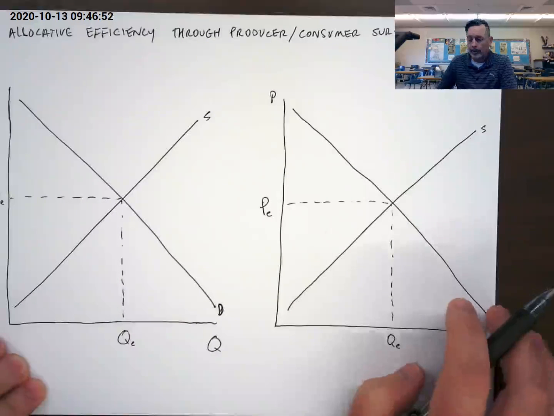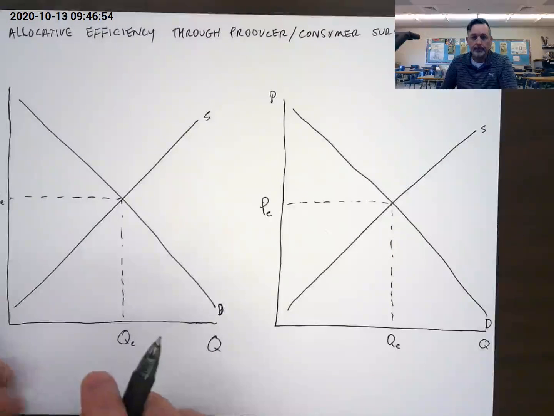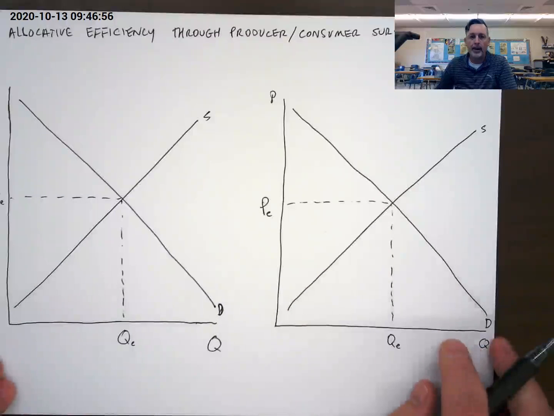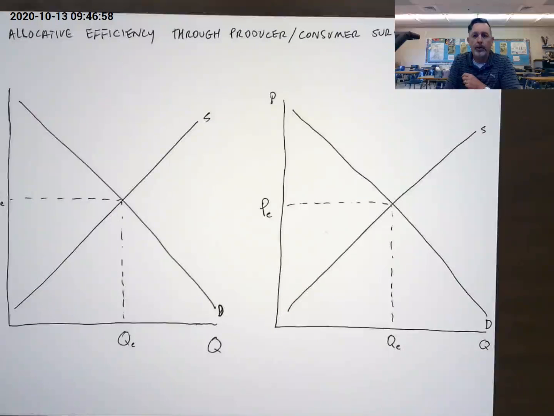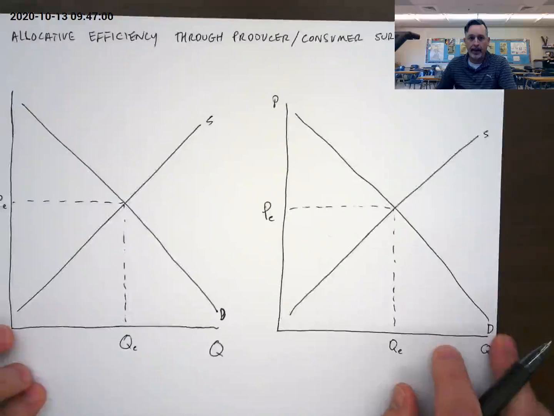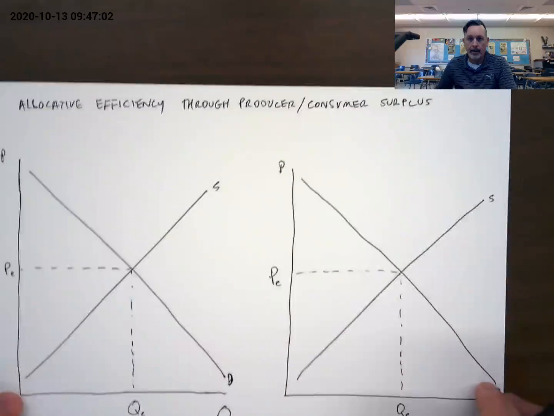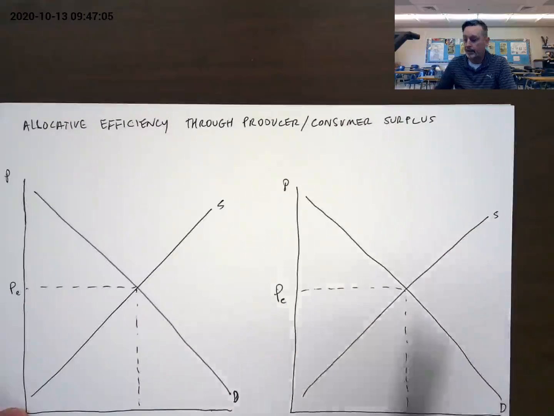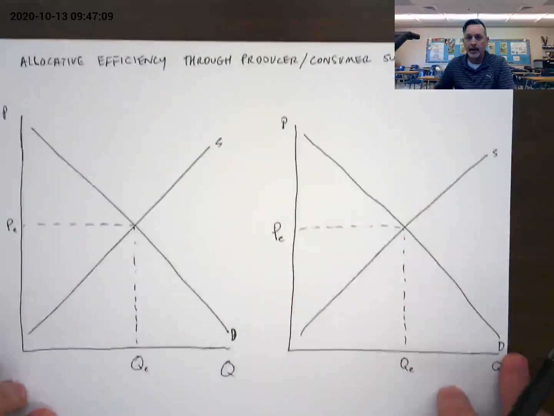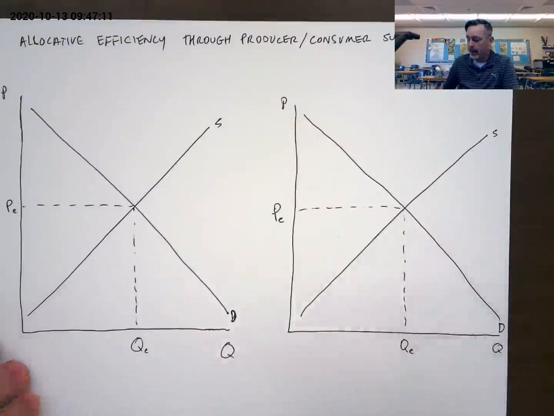Good morning. We're going to do another video this morning. We are going to show allocative efficiency, and we are going to do that through the idea of producer and consumer surplus. So let's take a look at that.